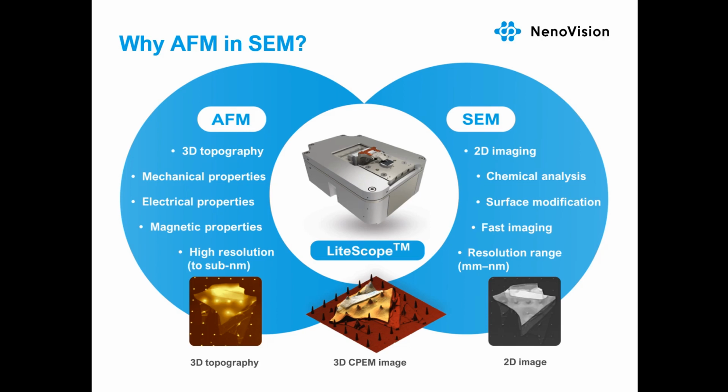Let's have a quick look at an example of a tungsten diselenide flake placed over silicon pillars. On the left, there's an AFM image showing three-dimensional topography. On the right side, there's a SEM image of exactly the same structure that provides great material contrast. And in the middle, you can see the correlated image using NenoVision CPEM technology that clearly provides more information about the sample than would otherwise have been possible using each imaging modality separately.